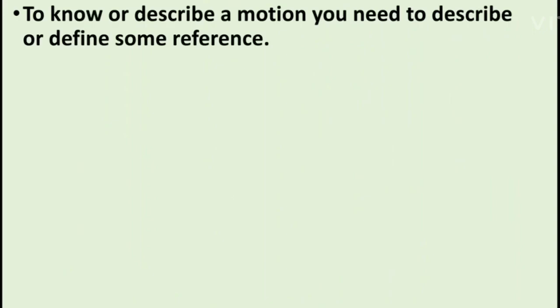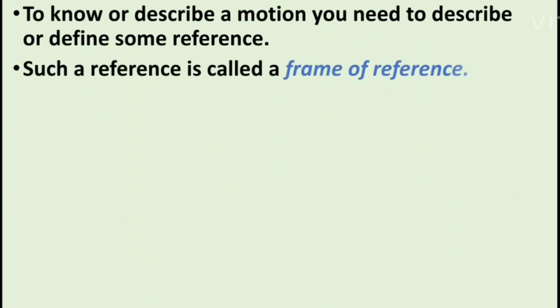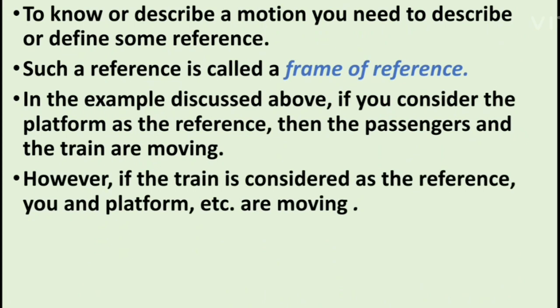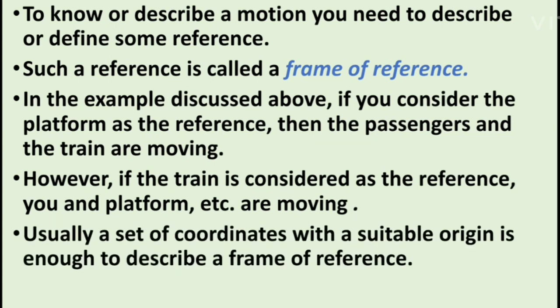To know or describe a motion, you need to describe or define some reference. Such a reference is called a frame of reference. In the example discussed above, if you consider the platform as the reference, then the passengers and the train are moving. However, if the train is considered as the reference, you and platform etc. are moving. Usually, a set of coordinates with a suitable origin is enough to describe a frame of reference.